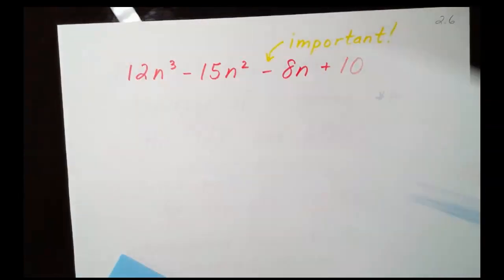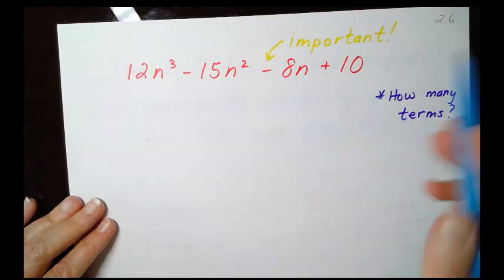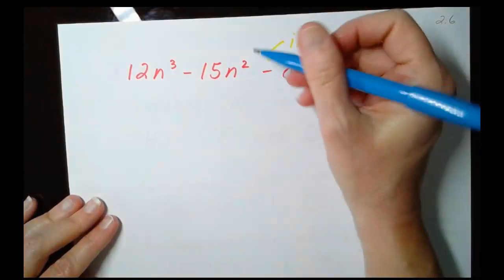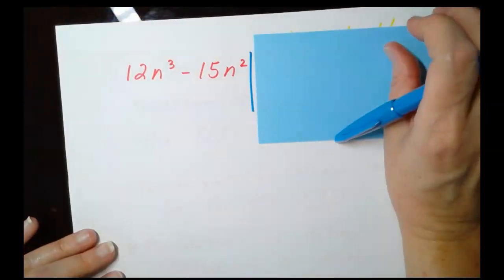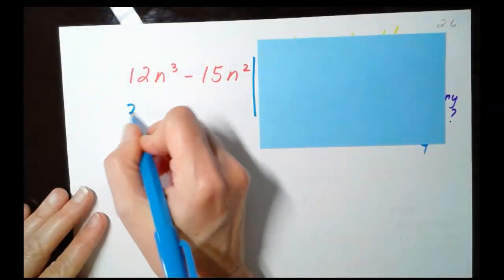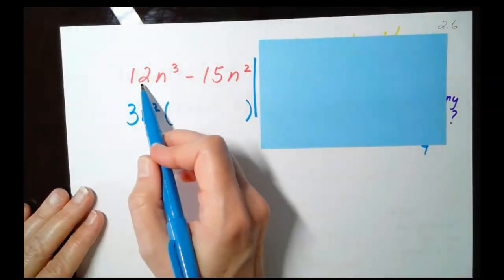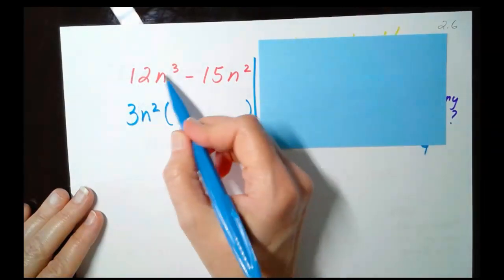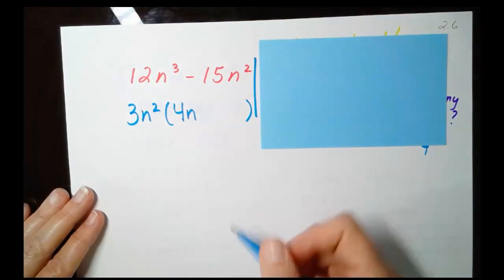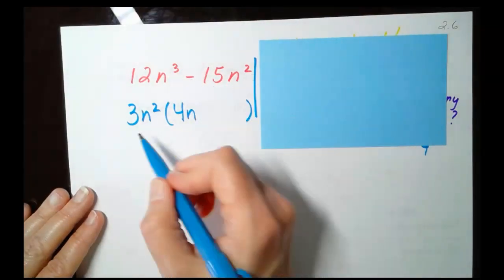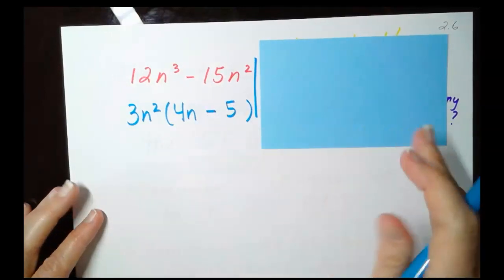One last example. Same thing again. How many terms? 1, 2, 3, 4. 4 terms. When there are 4 or more, split it down the middle. The greatest common factor of the first 2 terms is 3n squared. Let's take it out. 12 divided by 3 is 4. N to the third divided by n squared is n to the first. Negative 15n squared divided by 3n squared is negative 5.